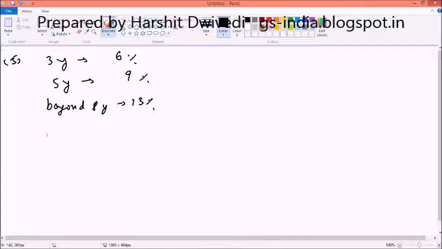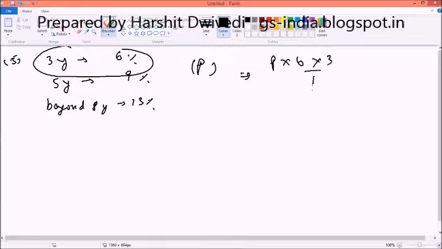Okay. Now obviously suppose the principal is P. So for the first 3 years, the rate is 6%. So what will be the interest? As it is simple interest, for the first 3 years the interest will be P into 6 into 3 by 100, that is 18P by 100. This will be the interest for the first 3 years.